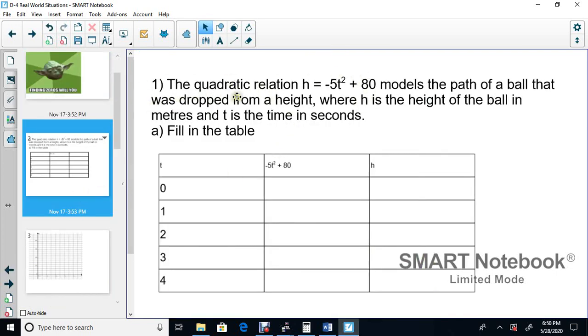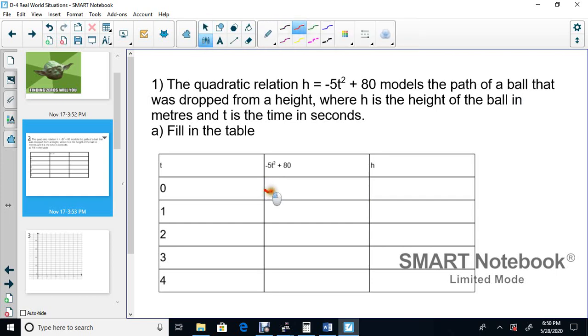So the first question, the quadratic relation h equals negative 5t squared plus 80 models the path of a ball that was dropped from a certain height. The h is the height of the ball in meters and t is the time in seconds. Fill in this table. So I put t, and I put h. So for this particular one, we're just going to fill in the numbers and use our calculator. So let's go in here and fill in the numbers here.